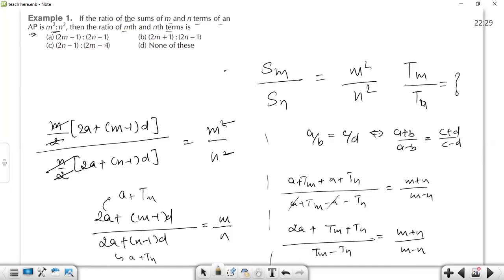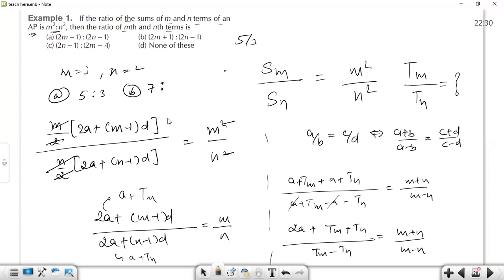Now, as per our assumption, m was 3 and n was 2. Let's modify the options and see where our answer is 5 by 3. So (2m - 1), that becomes 6 - 1, 5, divided by (2n - 1), 4 - 1, 3. Okay, first option is matching. (2m + 1) becomes 7, over 2n - 1, 4 - 1, so 3. So second option is not matching.